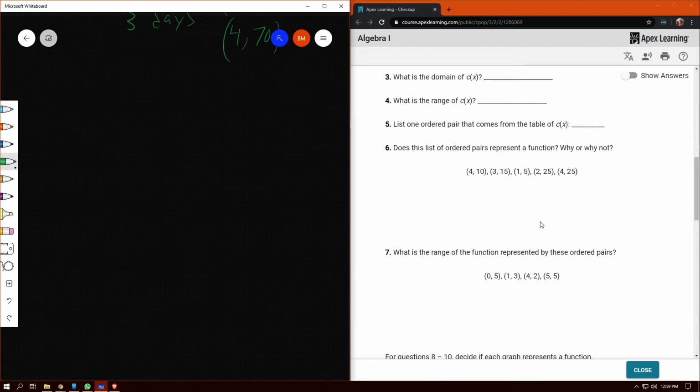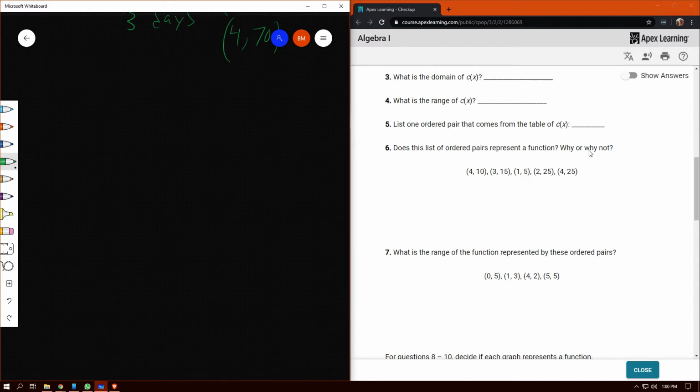A function is simply a special type of relation in which every independent variable is matched up with exactly one dependent variable. Or another way to say it is where every x value is matched up with exactly one y value. So if I go through these ordered pairs, I have a 4, a 3, and I'm just looking at the x values. 4, 3, 1, 2, 4. I said 4 twice. So 4 maps to 10 and it maps to 25. So this is not a function.